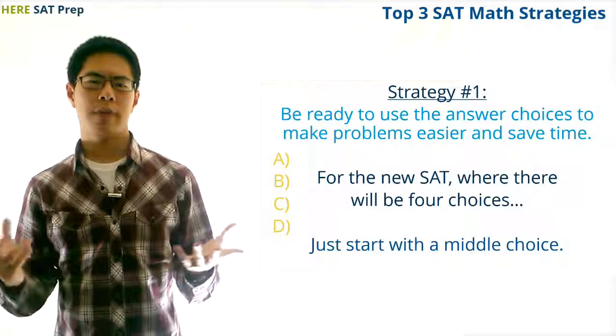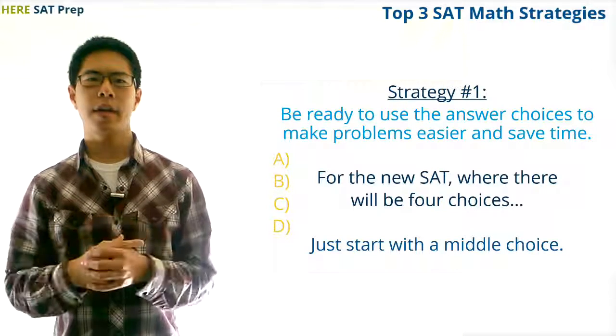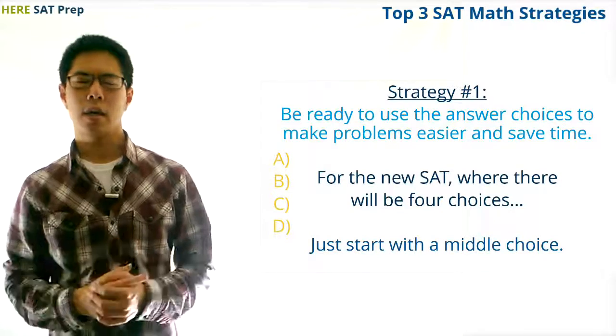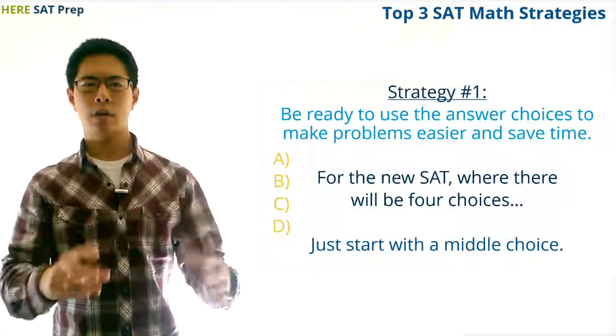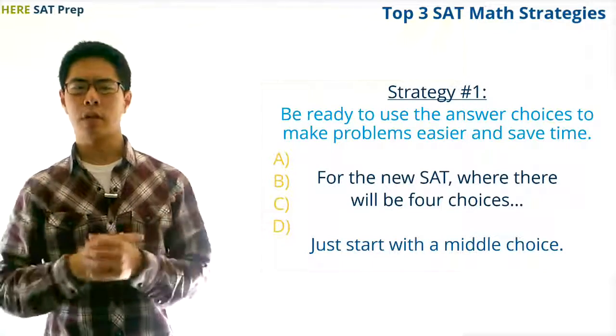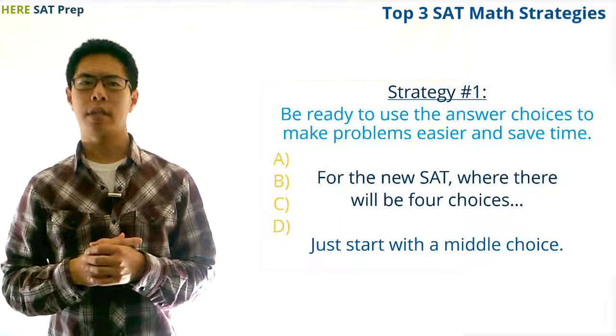For example, if you pick choice B to start with and you find that it's too high, then you already know the answer has to be A, because C and D are also going to be too high. Using this strategy of not only starting with the answer choices for some questions, but also starting with the middle choices and eliminating other choices based on what you get with this middle choice will help you save time and work through the SAT math test more efficiently.